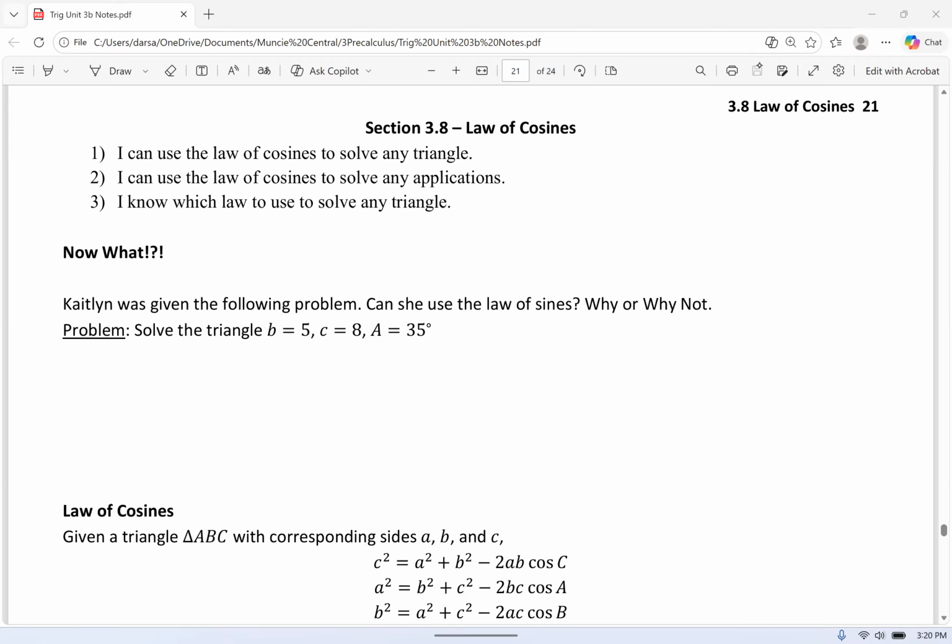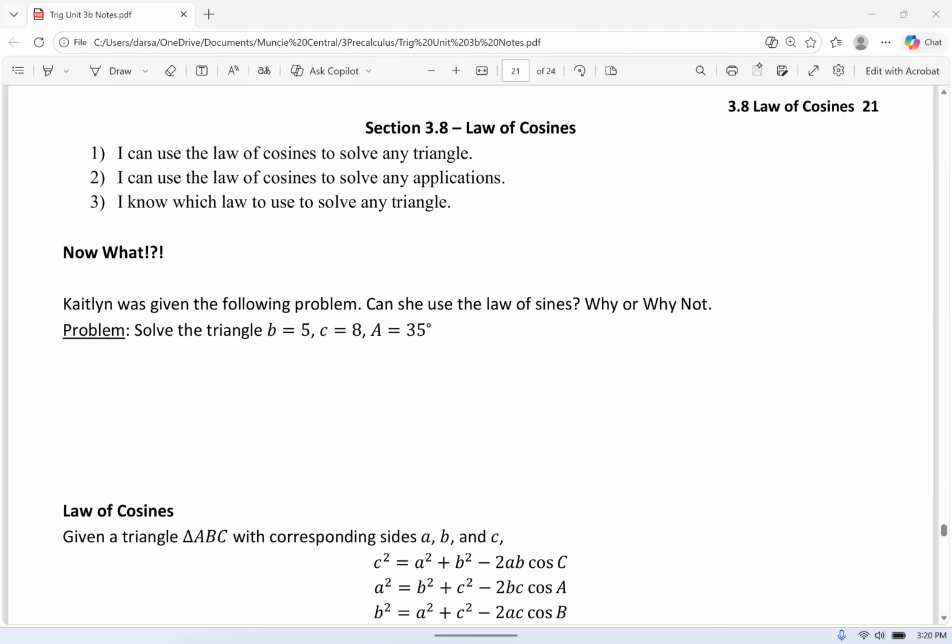Today we're going to learn the third way that we can solve a triangle. So let's remember what we've done so far. So far we've used SOHCAHTOA and we've used the law of sines to solve triangles. So by the end of the day today, you should be able to use our third version of this, which is the law of cosines, to solve any triangle. And then from there, applications are pretty straightforward.